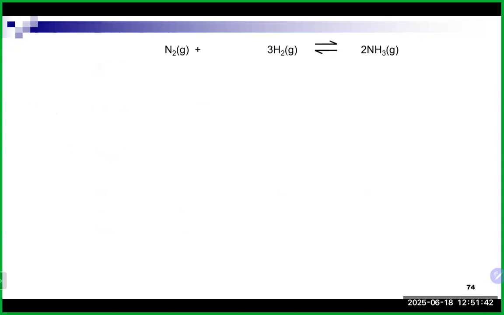So I'll borrow that. We could also write our Kp expression, and that would be the partial pressure of NH3. We do need to square it because of the coefficient. That's going to be divided by the partial pressure of N2 and the partial pressure of H2, which also needs to be cubed because of the coefficient. That's going to equal 4.31 times 10 to the minus 4.